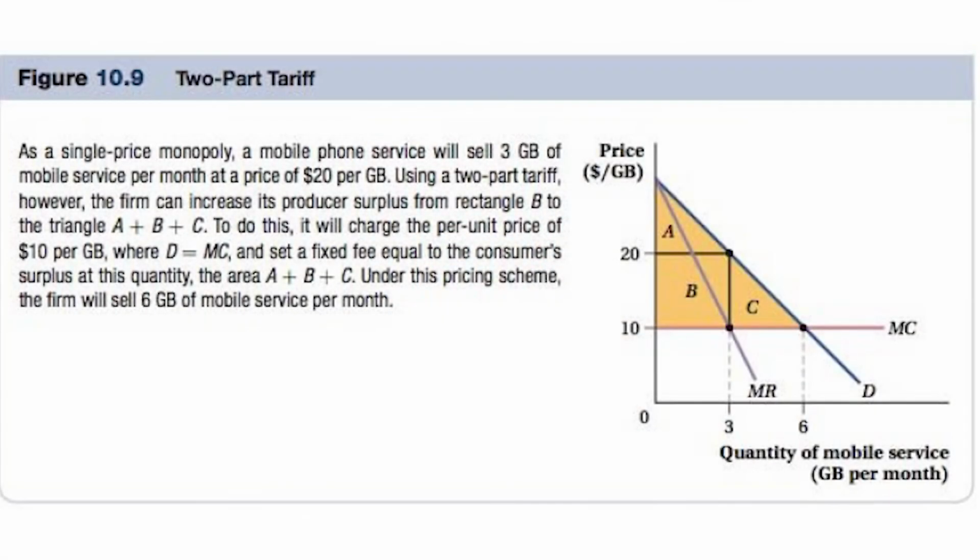The final strategy that the book talks about is two-part tariffs. So gyms do this, right? You have to pay to join the gym, and then you might pay per time or per month after that.